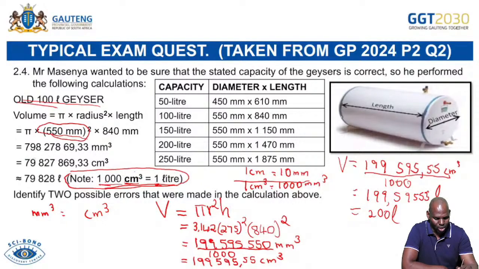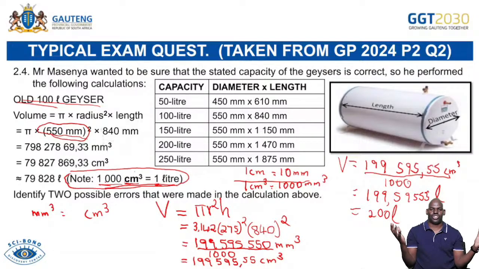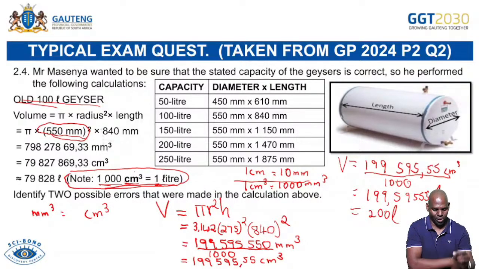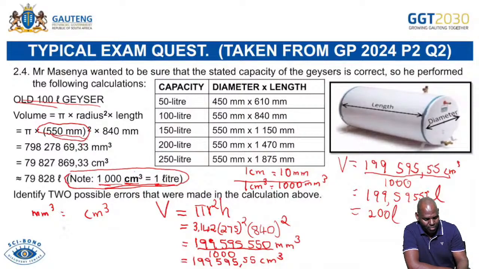And then they still saw 79,827,869,33. Can you see that this one and this answer are the same, but they have changed the unit? They have just changed the unit without dividing. So we can say they did not divide by 1000 to get cubic centimeters. They were supposed to divide by 1000 to get cubic centimeters. And then with regard to the final answer, converting to liters, yes, they divided by 1000. So two mistakes here.